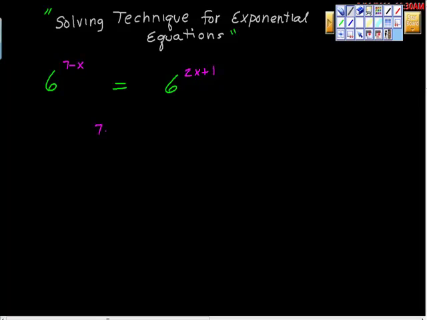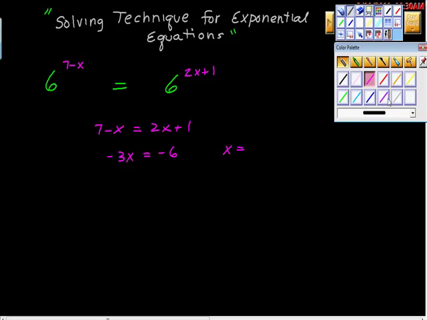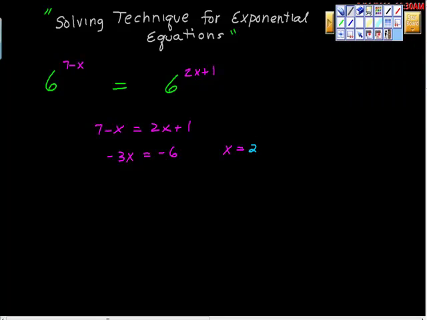So now I just say 7 minus x is equal to 2x plus 1. And I just solve. I'm going to move stuff around. I'll get 3x is equal to negative 6. I hope that you can see that. And then, of course, x is equal to negative 2. Well, x is equal to 2, and if you don't mind, I'm going to choose this color for my 2. X is equal to 2.